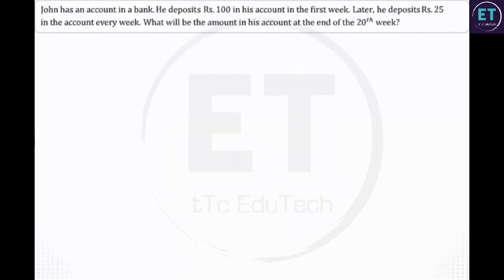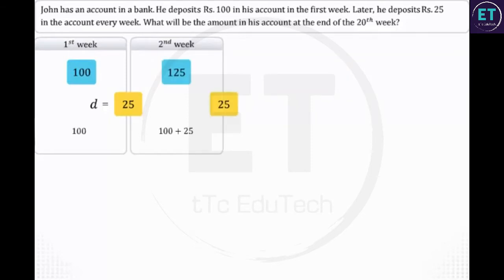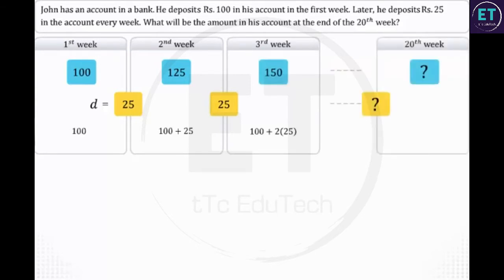Let us consider problem 3. After saving 100 rupees in the first week, John saves 25 rupees every week. Therefore, the common difference, D, in John's savings every week is 25. Thus, the balance in John's account is 100 in the first week, 100 plus 25 in the second week, 100 plus 2 multiplied by 25 in the third week, and so on. Let John's savings in the first week, that is, the first term in the sequence, be A. In this problem, 100 equals A. The common difference, 25, equals D.